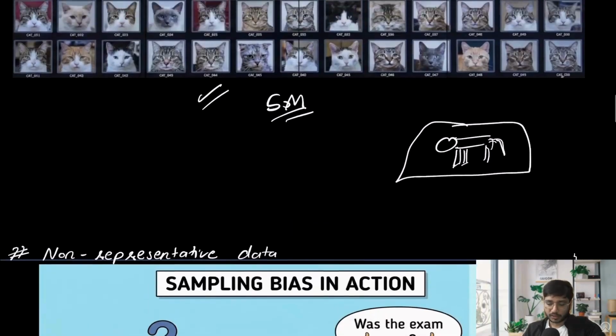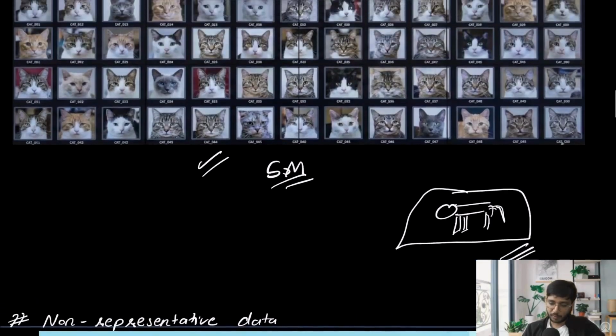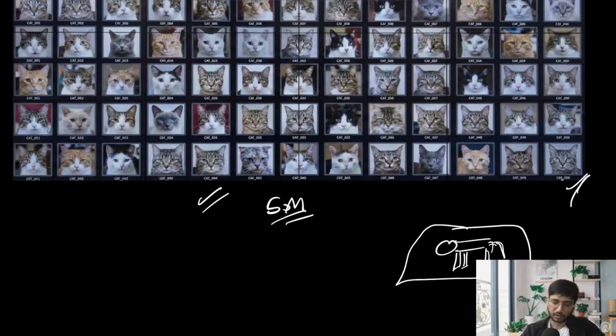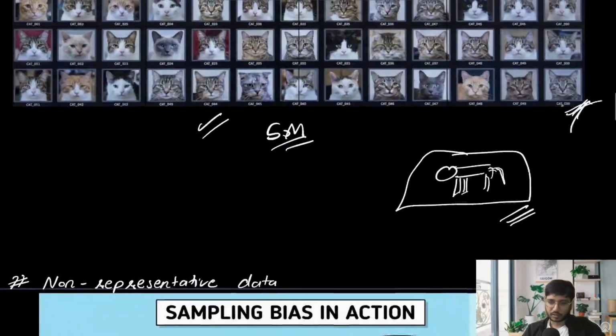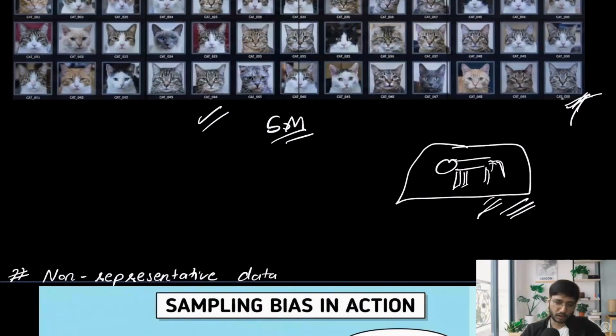Okay, but the thing is, you're using this in production. Your user uploaded this to find whether it's a cat or not cat, but you have trained your ML model only on the faces of the cat. You have not trained it anywhere else. So although your ML model knows that this face belongs to a cat, it doesn't know whether this body belongs to a cat or not cat.